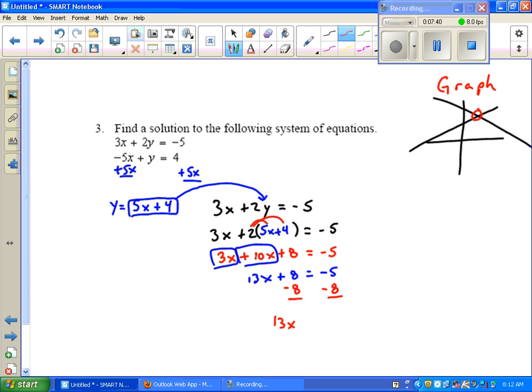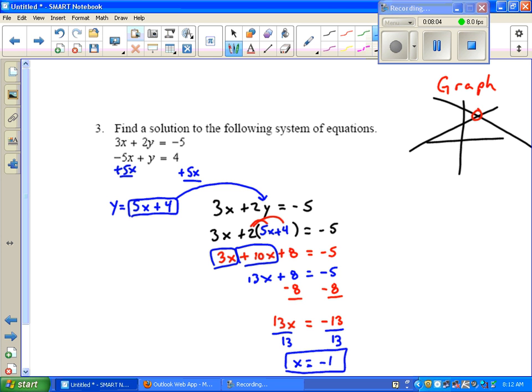13x equals negative 13. And then get rid of 13 times something by dividing by 13. If you do it on the left, do it on the right as well. And x equals negative 1. Now you have a value for x. If you were to graph them, they would intersect where x's value is negative 1. But we still need a y value.